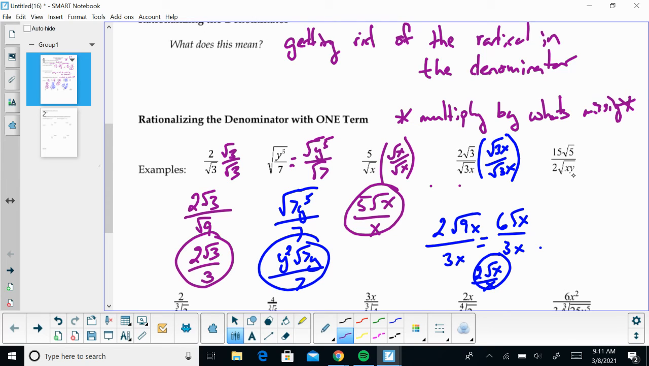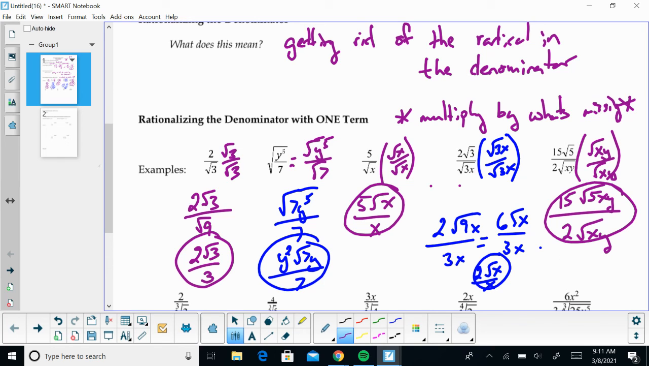All right, this next one, I have a whole number times a radical in the denominator. We're going to multiply by just the radical. We don't need to multiply by 2. So up top, I'll have 15 square root of 5xy over 2 square root of xy. Can I simplify there? Nope. So that would be my final answer.